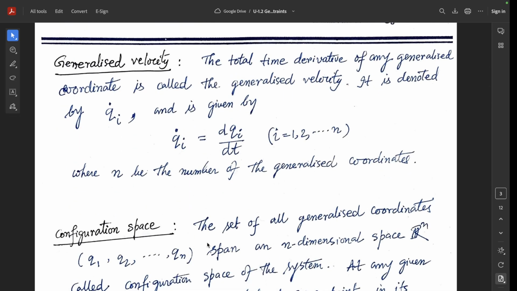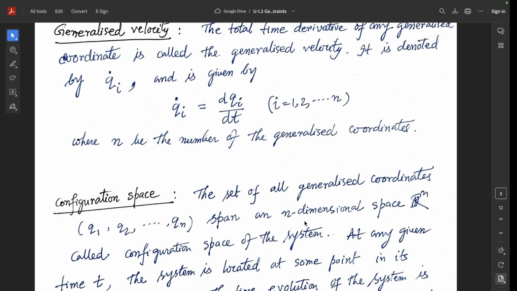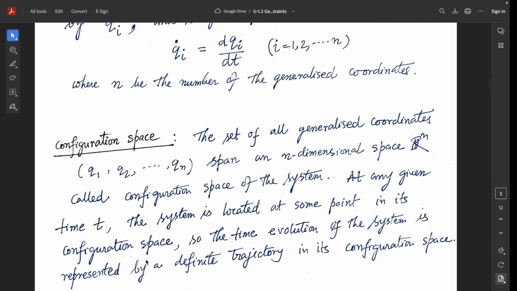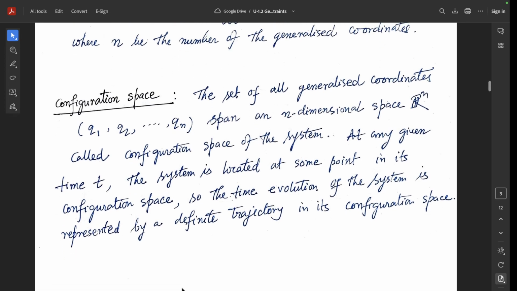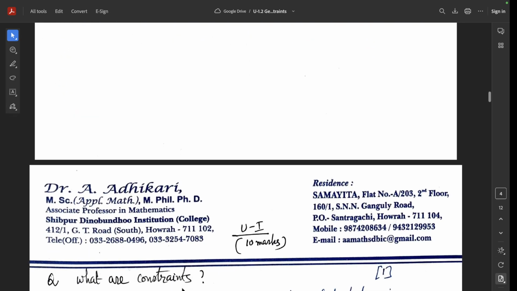Configuration space. The set of all generalized coordinates q1, q2, ..., qn span an n-dimensional space Rn called configuration space of the system. At any given time t, the system is located at some point in its configuration space. So the time evolution of the system is represented by a definite trajectory in its configuration space.